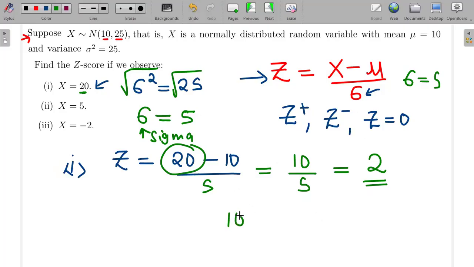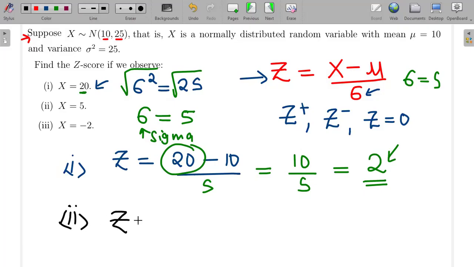So this is my mean, and my standard deviation is 5. We are saying 2, right? So let's see if we add 2 standard deviations whether we get 20. Plus 5, plus another 5, we get 20. So that's what this z-score means: the number of standard deviations above or below the mean, depending on the value you find. So the z-score for part 1 is 2.